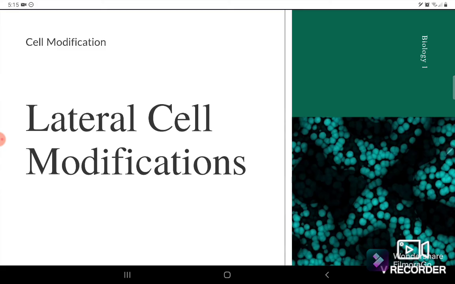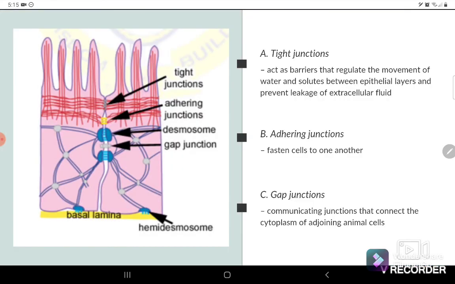Next we have another type of cell modification, the lateral cell modifications. These modifications are made on the lateral surfaces of the cell. In our picture here, we can see three junctions. These are the lateral modifications. First we have the tight junction. They act as barriers that regulate the movement of water and solutes between epithelial layers and prevent leakage of extracellular fluid. So they are the barriers.